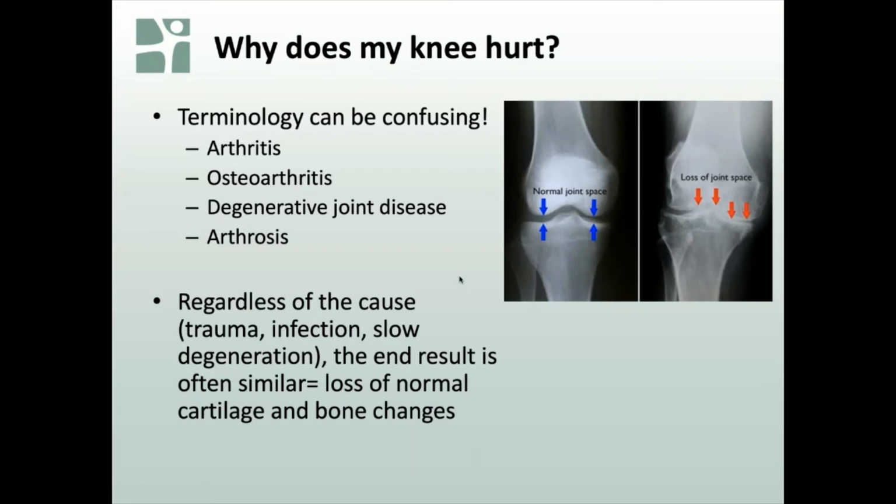And the reason for that is that when you have joint space narrowing, when you have narrowing of the cartilage, wear and tear, or thinning of the cartilage, for whatever reason, be that from trauma, a history of infection, or slow degeneration, the end result is very similar, so we often describe this picture in a very similar way.